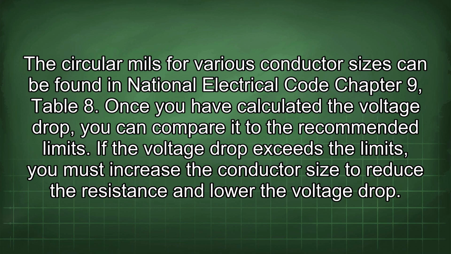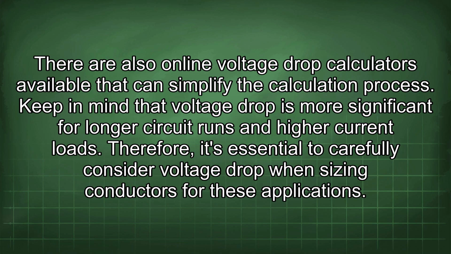The circular mils for various conductor sizes can be found in National Electrical Code Chapter 9, Table 8. Once you have calculated the voltage drop, you can compare it to the recommended limits. If the voltage drop exceeds the limits, you must increase the conductor size to reduce the resistance and lower the voltage drop. There are also online voltage drop calculators available that can simplify the calculation process.